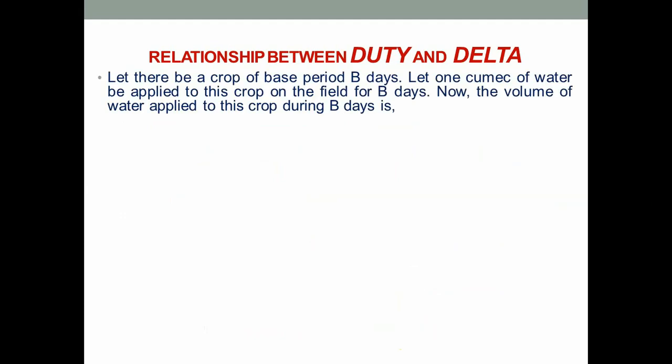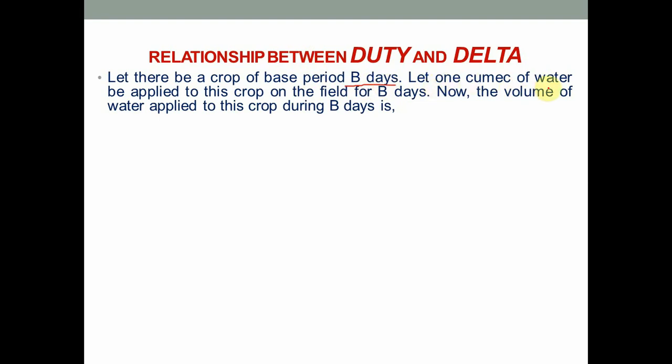Now we have seen what is meant by duty. We'll see the relationship between duty and delta. Okay, so let there be a crop of base period b days. Base period means the time from the first watering at the time of sowing to the last watering before the harvesting. The time period between those two events is known as base period. So in this case the base period of the crop is, we will consider B days.